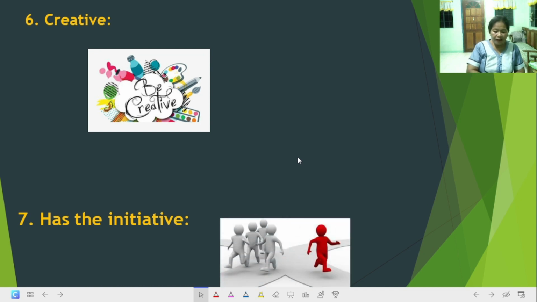The next one is has the initiative. Has the initiative, it means that an entrepreneur takes the initiative. They have to lead. You must put yourself in the position where you are responsible for the failure and the success of your business, because you don't have a boss. You are the boss of your own business. That is has the initiative.